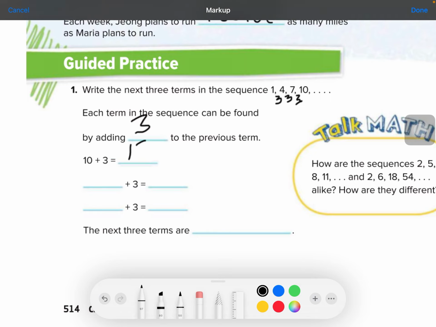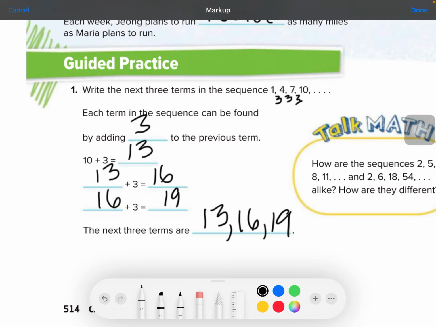So 10 plus 3 is 13. We have 13 plus 3 is 16. 16 plus 3 is 19. So the next 3 terms are 13, 16, and 19.